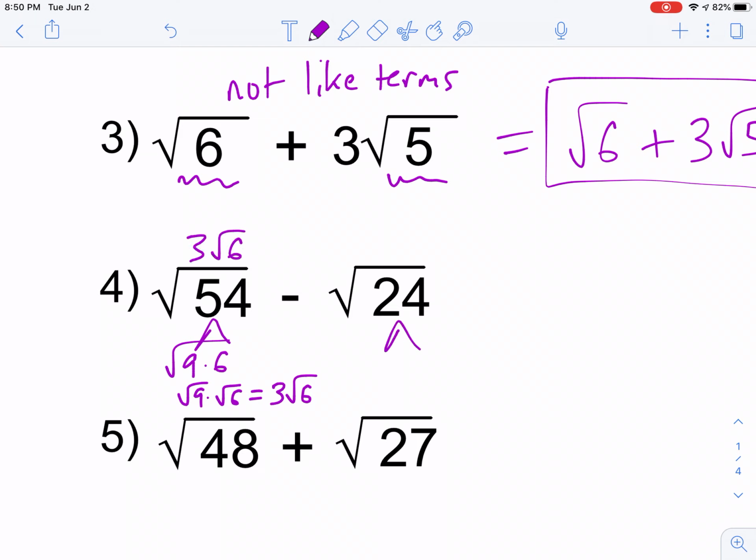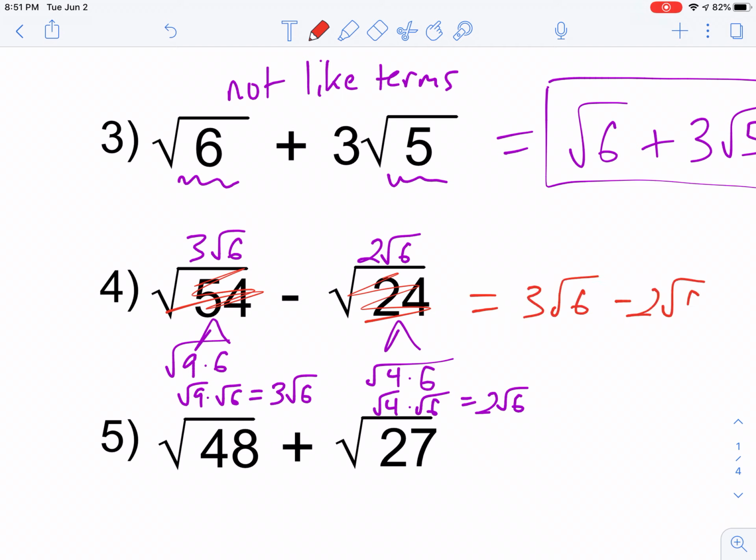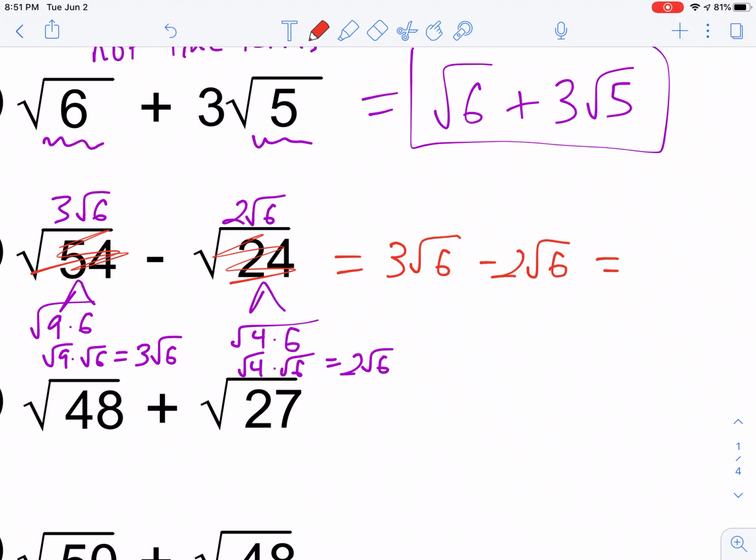Now, could we do anything with the root 24? Yeah, we can. We could do 4 times 6. And then that becomes root 4 times root 6, which is really 2 root 6. So although these look like they're not like terms on the surface, after you simplify them, it really becomes 3 root 6 minus 2 root 6. So you have to watch out for that. 3 root 6 minus 2 root 6 actually equals 1 root 6, or just root 6. Okay, you could write the 1 root 6 or just root 6.